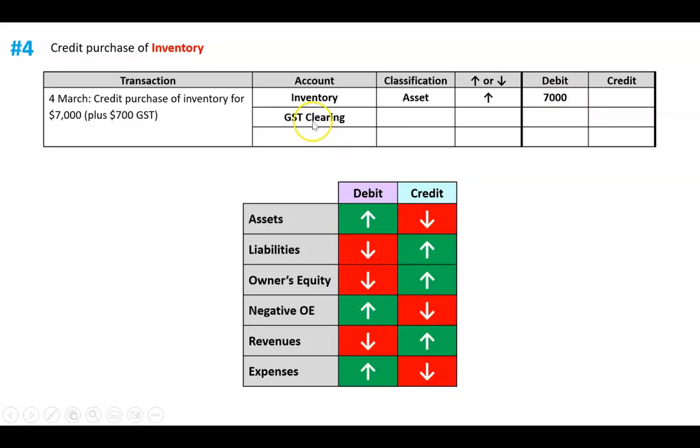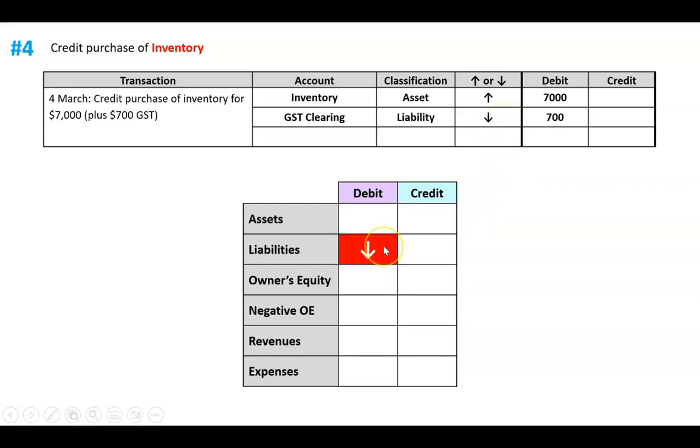Again, I'm being charged GST, and even though I haven't paid it, like with the other ones where I'd paid it, in this case I've just been charged it, but it doesn't matter. We assume that's a liability. And when we get charged GST, that liability goes down. So that would be a debit.